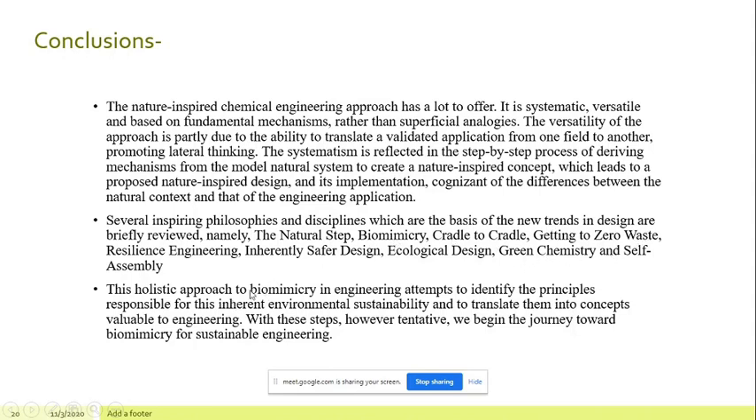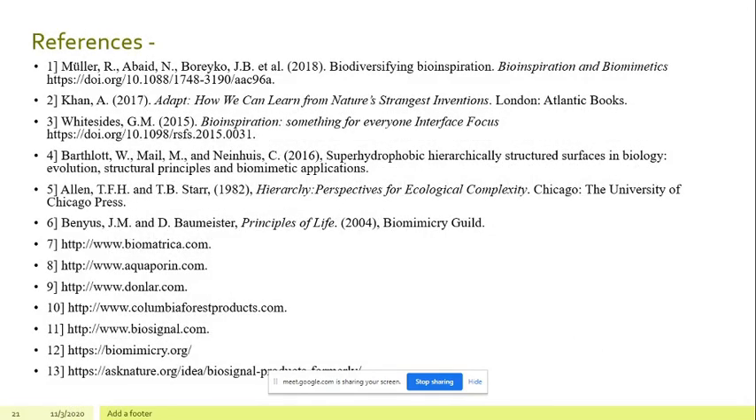Hence, the holistic approach to biomimicry in engineering attempts to identify the principles responsible for this inherent environmental sustainability and to translate them into concepts valuable to engineering. With these steps, however tentative, we begin the journey towards biomimicry for sustainable engineering. These are my references.